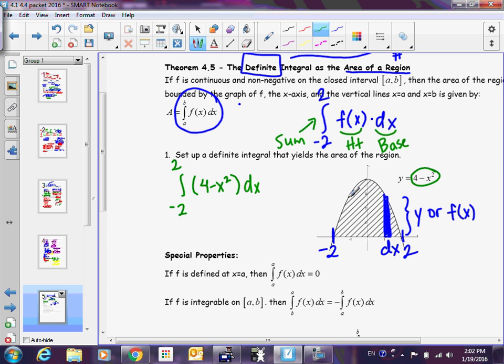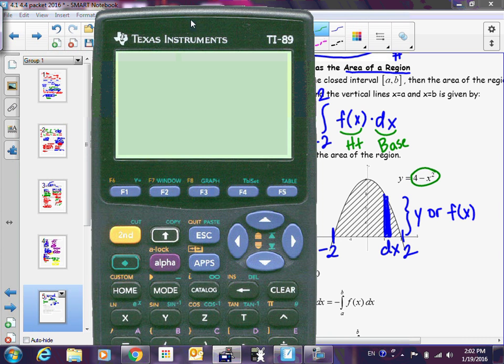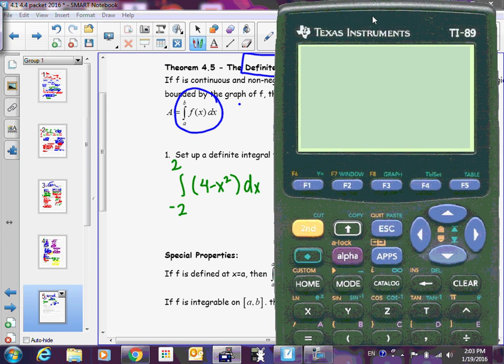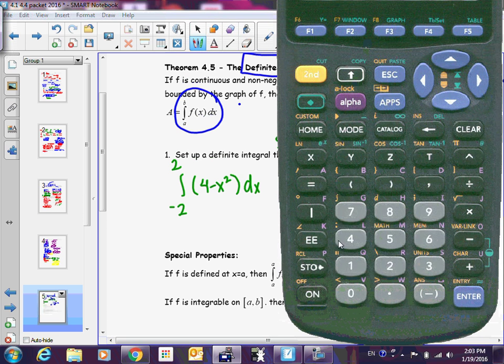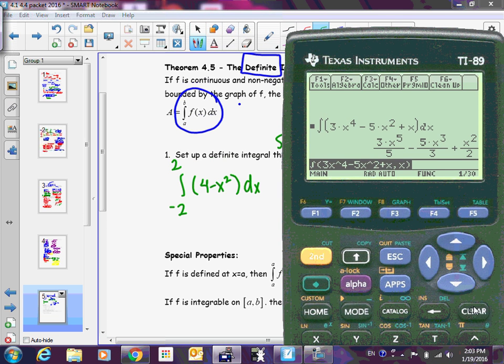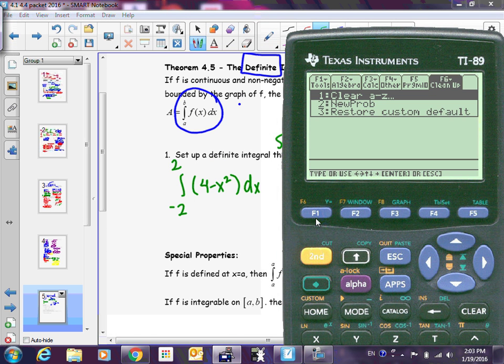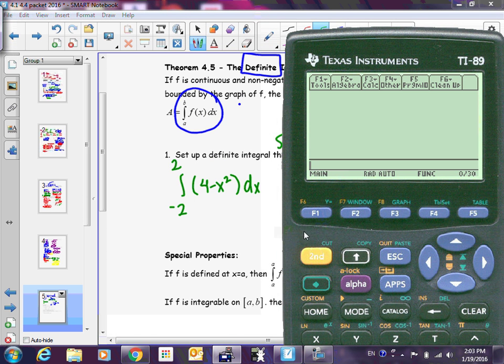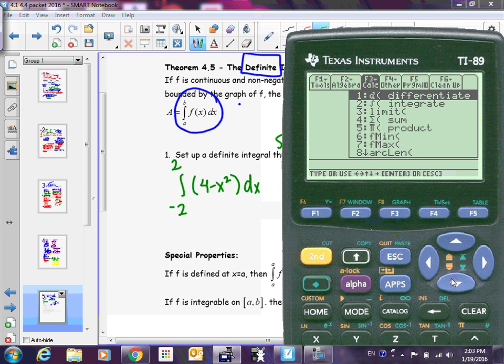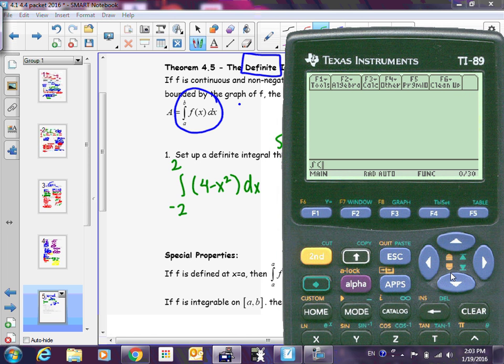Okay, so we've estimated the answer. Now let's find the answer exactly using technology. And then we're going to move forward in finding the answer without the technology. So I'm going to clear all this out. And I'm going to clear my variables just in case I entered something in last week and forgot. So the way you're going to type this in the calculator is you're going to do F3, option 2, integrate. And it puts the integration symbol. Then you're going to type in your function, 4 minus x squared.